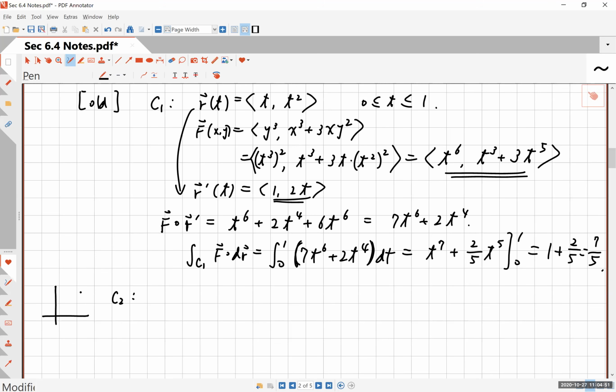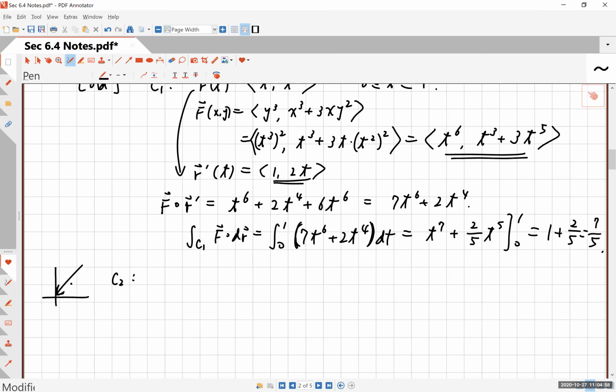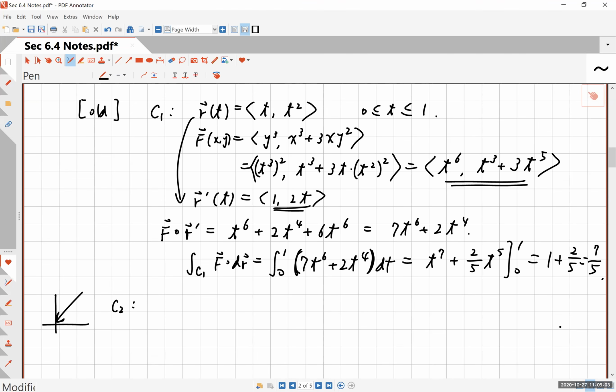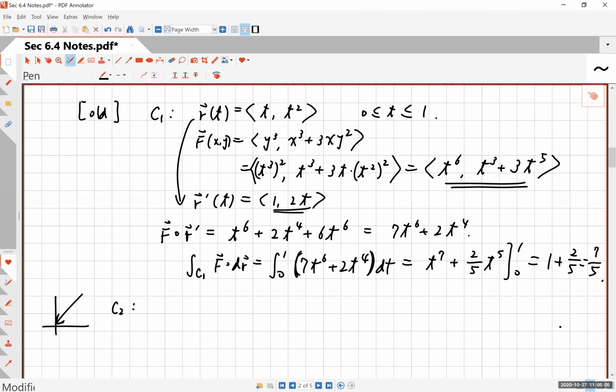Now, C2 is a little tricky because it's kind of going backwards, right? So I don't actually want to do C2 in this direction because things get a little messy when you go from 1, 1 to 0, 0. There is a way to do this, but it's much easier if you consider a negative C2. This is C2, but the negative C2 goes from 0, 0 to 1, 1. And that's much easier to parameterize, because that's just t, t, as t goes from 0 to 1.